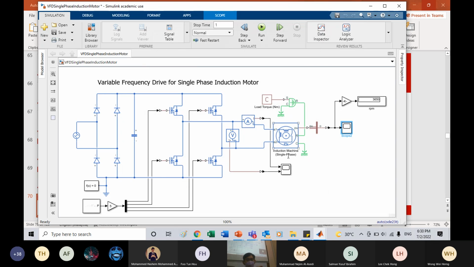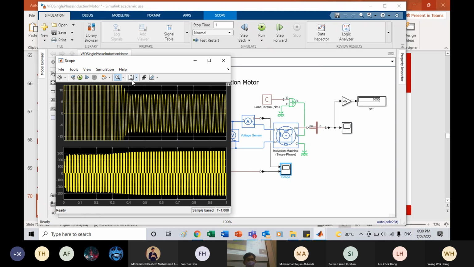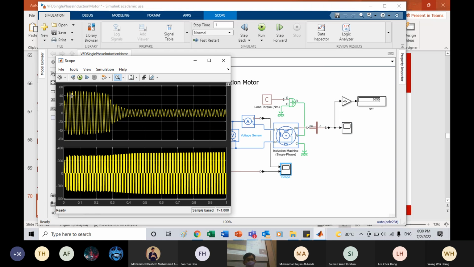This is still a non-controlled one. You can see we still have an inrush. Why? Because the moment I start the motor, I want it to run at 50 hertz already. But just now you saw the real one, it starts from 0, 1, 2, 3 slowly. So of course, in a real VFD drive, you need to write a program to ramp it up slowly so that you won't see this inrush, because this inrush will trip your protection.